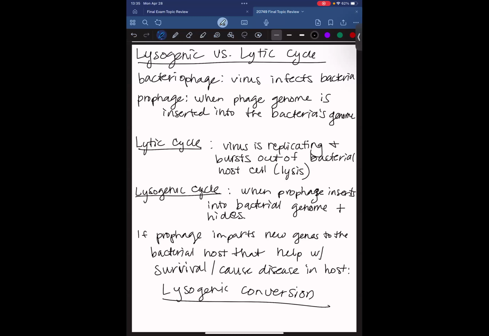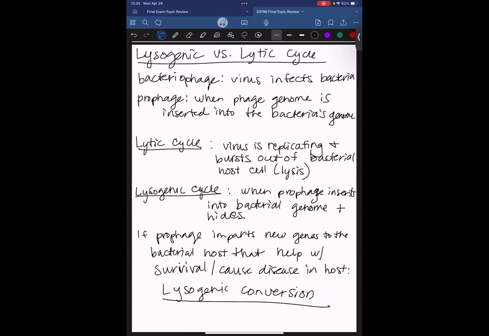Virulence factors are any traits that help the bacteria cause disease, help any pathogen cause disease. A virulence factor is anything that helps a pathogen cause disease. And so if the bacteria gets a virulence factor from being infected with a phage that inserts new genes into its DNA, that's called lysogenic conversion.